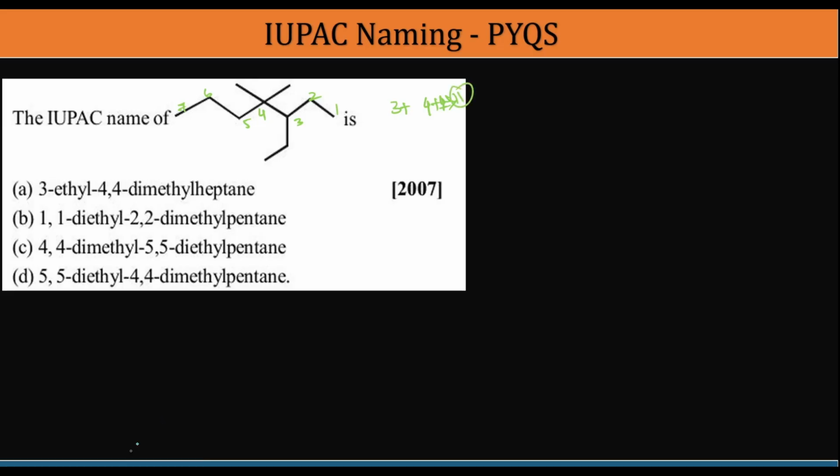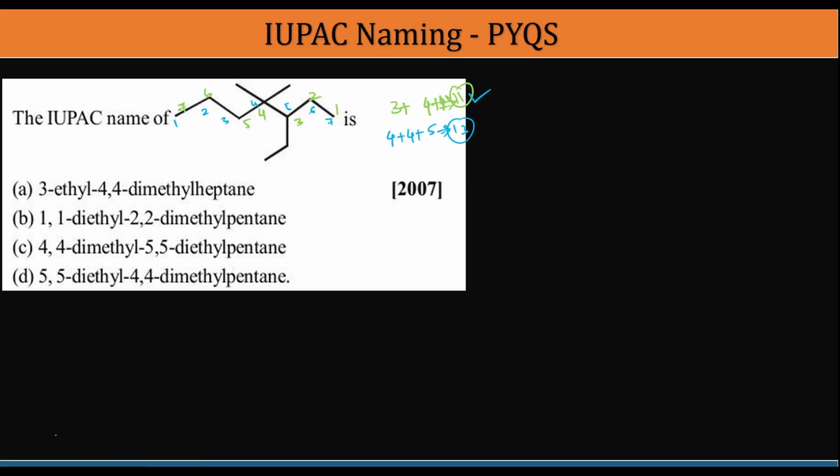So let's try to give numbering from the other side. Let's see what we'll get: 1, 2, 3, 4, 5, 6, 7. What is the sum? The methyl groups are getting 4, so 4 plus 4, and the ethyl group is getting 5. So 4, 4, 8, 9, 10, 11, 12, 13. It is 13. So we'll prefer the first numbering rather than this. You can check it; we'll prefer this green one.